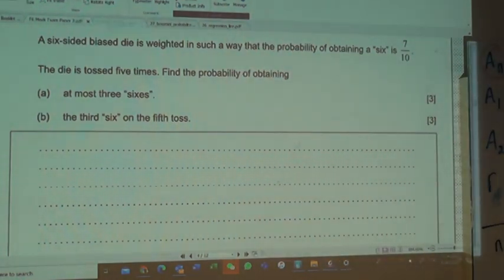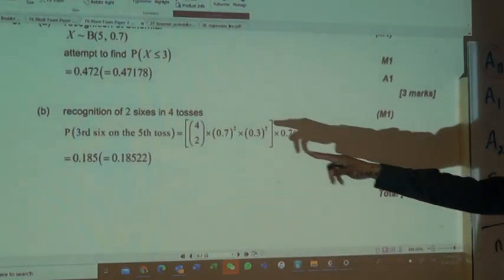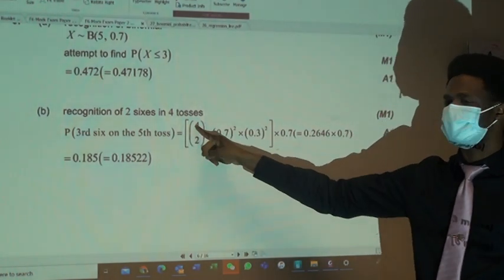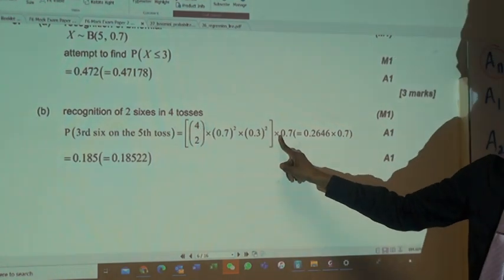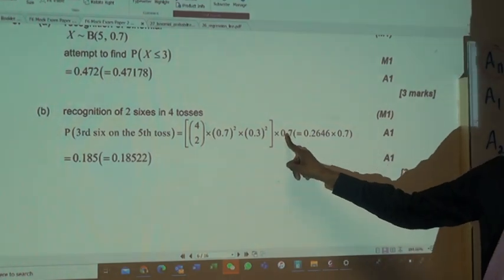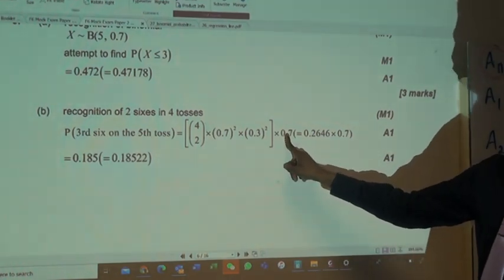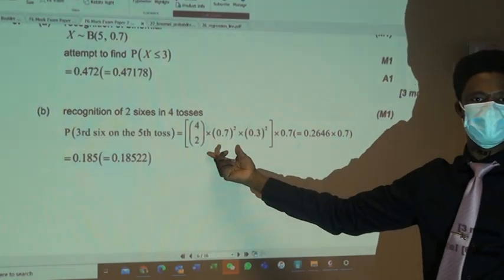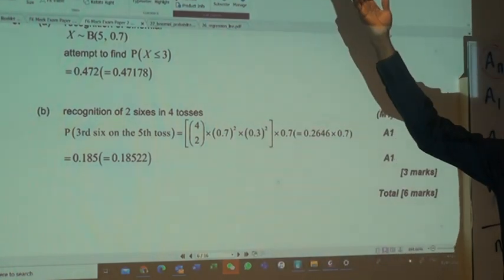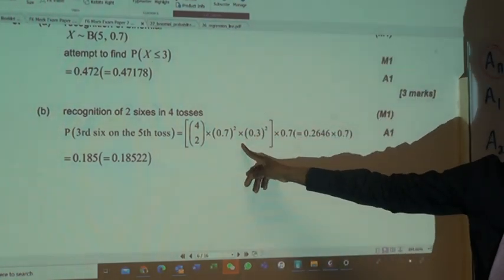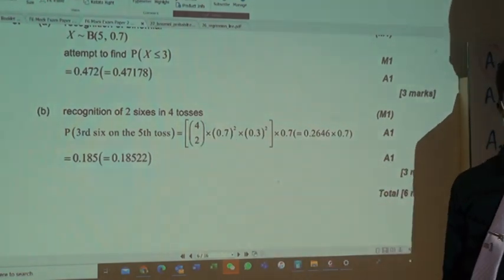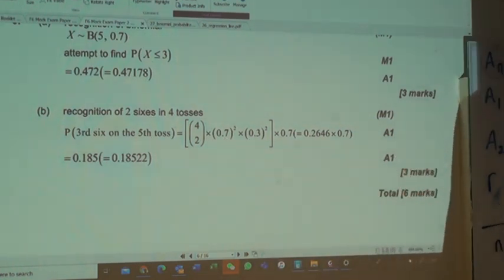So there were 2 things to be multiplied. Third 6 on the 5th means you have two 6s when you toss it 4 times, and by the time you toss it again, you have a 6. And this is the probability of a 6 that is given in the question. But when you toss 4 times and you get two 6s, either you use your calculator or you can just write this: 4 combination 2, this raised to power 2, this raised to power 2. This is the probability of success, probability of failure. I hope you still remember this.